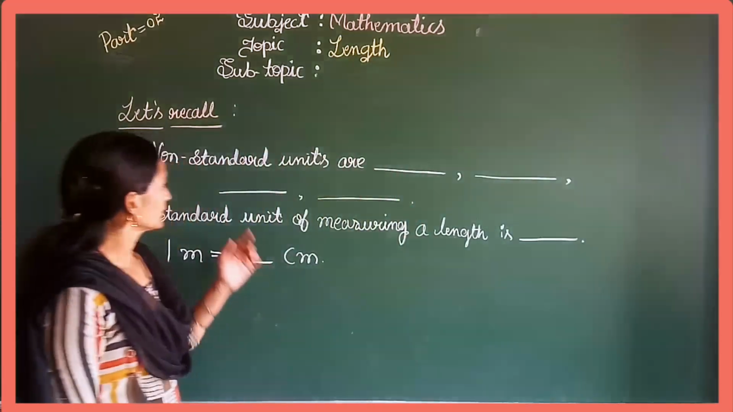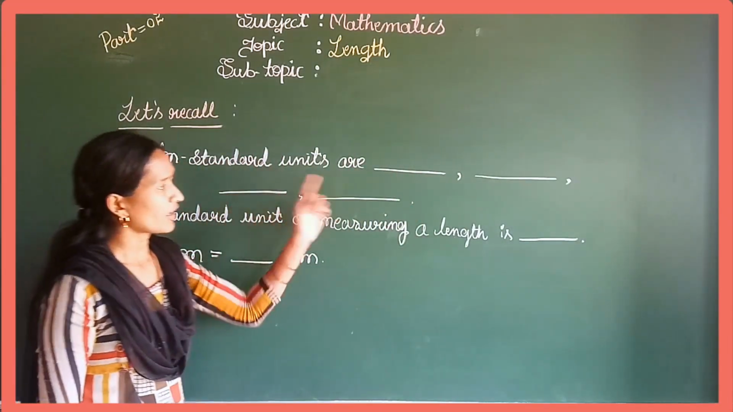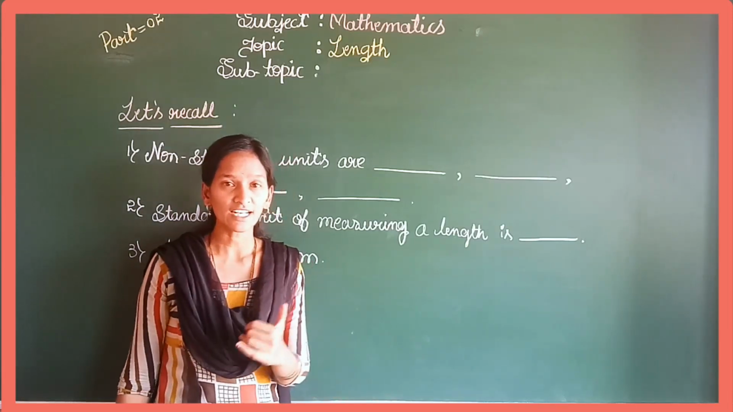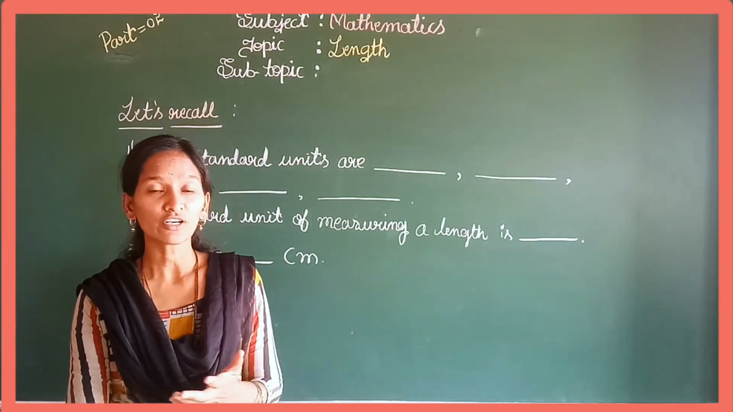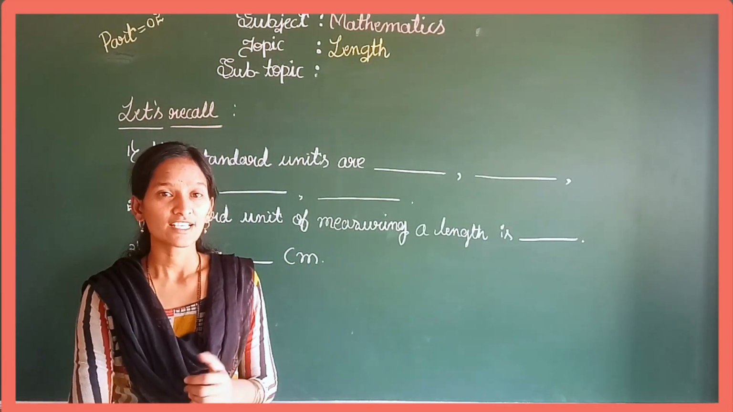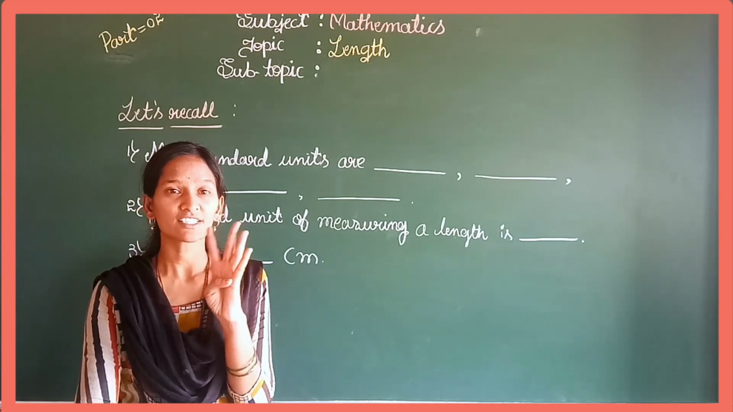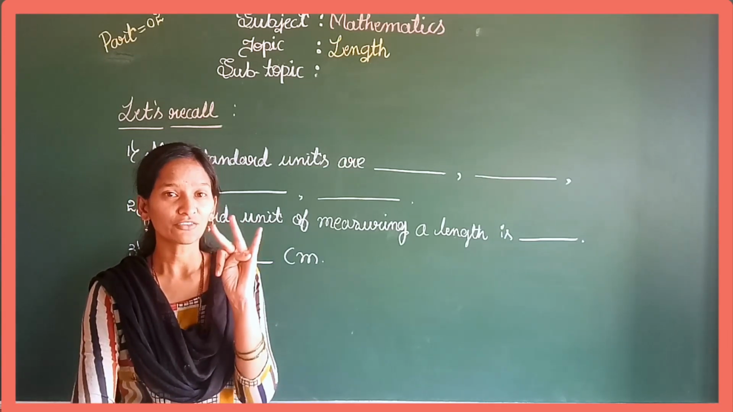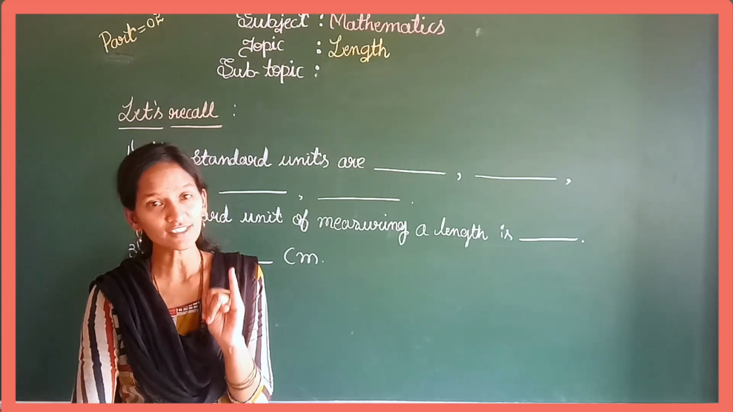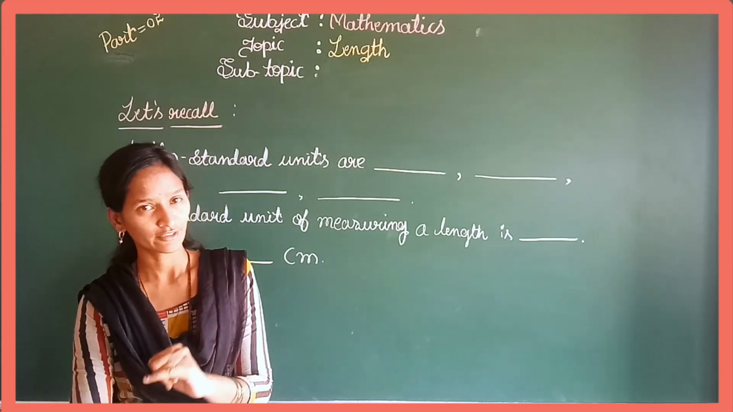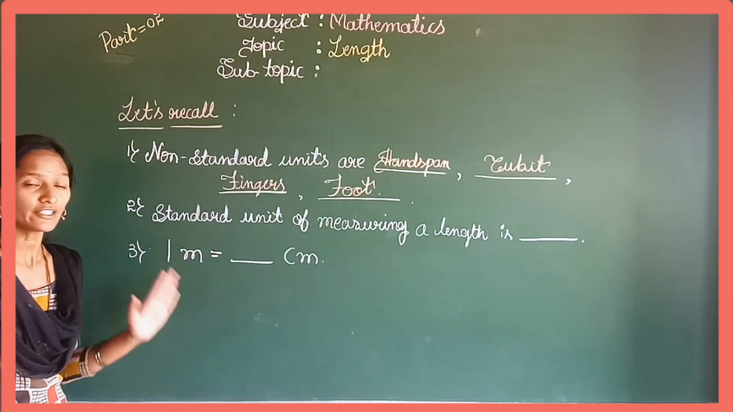So the first one is, non-standard units are. Yes, in the last class you learned what the non-standard units are. Yes, the first one is hand span, the second one is fingers, the third one is cubit and the last one is foot span or a foot, right? So these are the non-standard units.